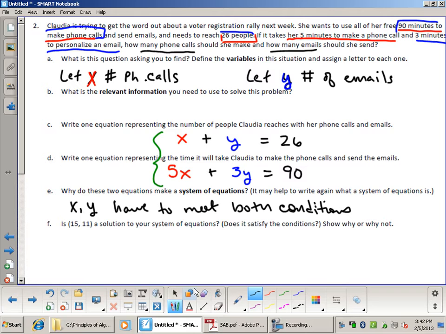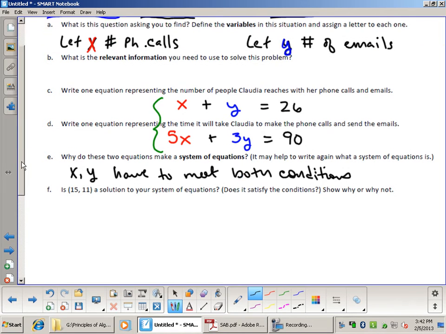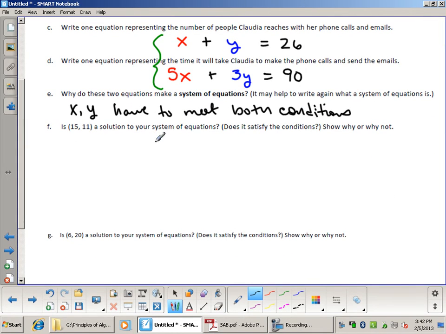Okay, so now we have, just like we had in the front, let's do some checks. So 5, 11 is a solution to the system. Well, it has to work in both equations at the same time. So let's have it set up like we did before. So we have 15 and 11. And these 2 equations, the x plus y equals 26 on the left here.